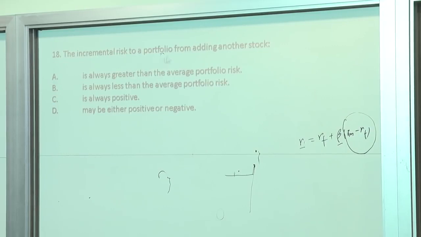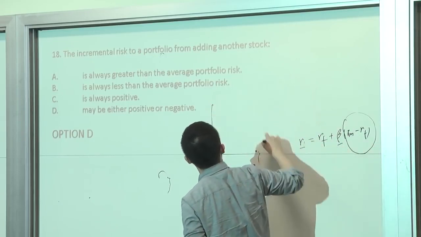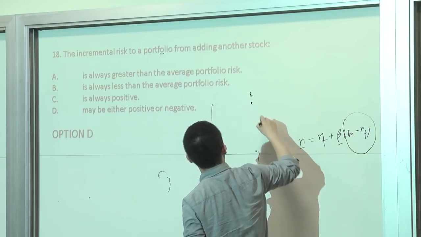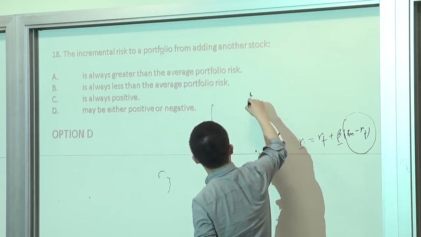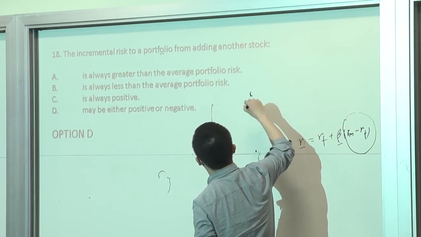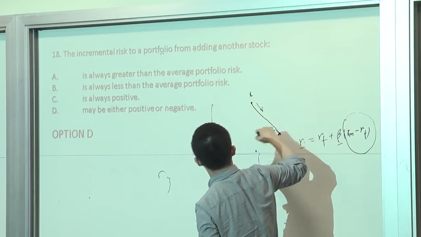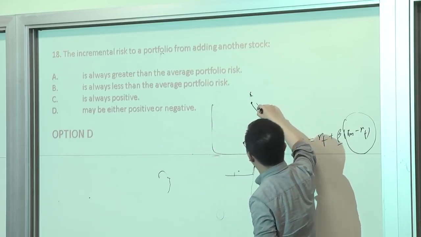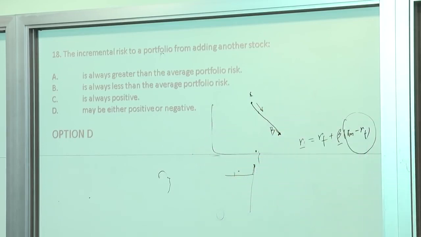The incremental risk to a portfolio from adding another stock may be positive or negative depending on the correlation between the stock and the portfolio. Let's say on the investment opportunity frontier, if this is the portfolio we have and this is the stock, and they are, to the extreme, perfectly correlated, then when we move to holding more stock, the standard deviation could be higher, right? There could be higher standard deviation, higher risk.